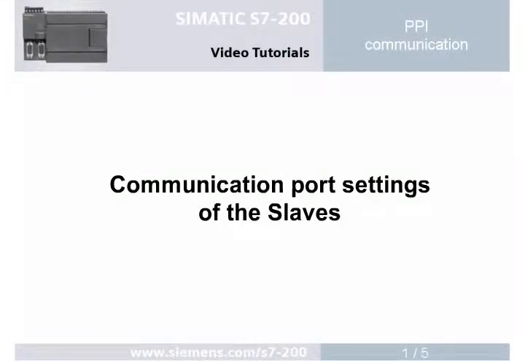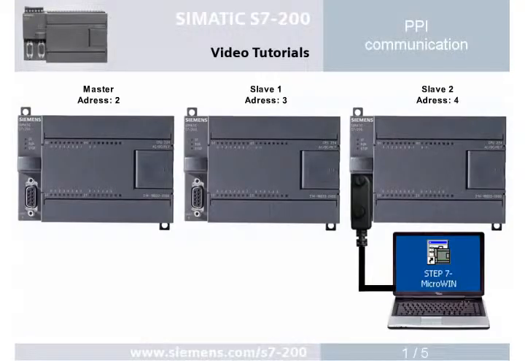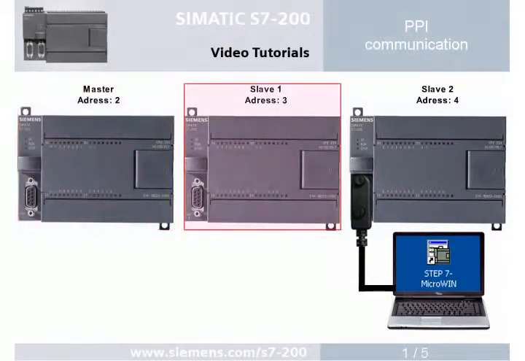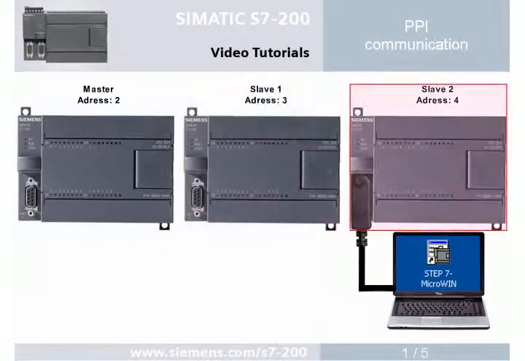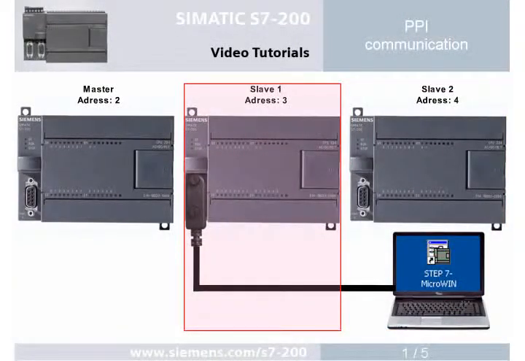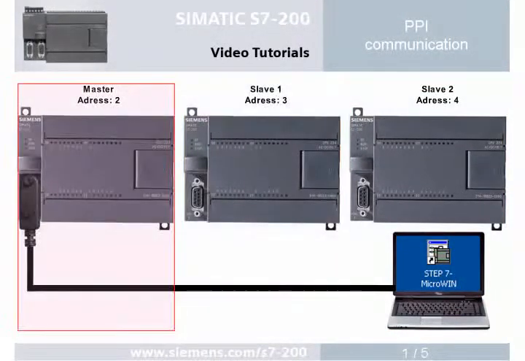Step 1. Communication port settings. For identification, unique addresses must first be assigned for the PLCs. The master receives address 2, slave 1 the address 3 and slave 2 the address 4. Address assignment is illustrated with slave 2 as an example. To avoid overlapping addresses, only the PLC to be configured must be connected with the programming device.